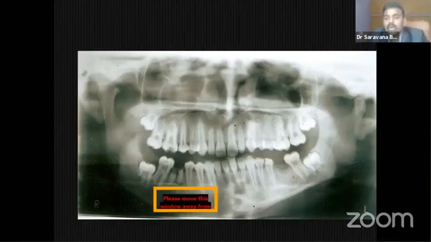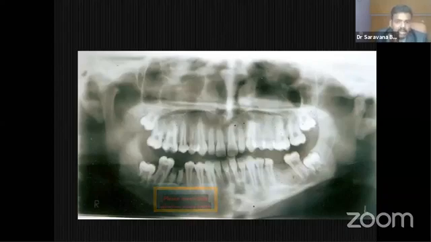Okay, so if you look at the OPG properly, you can make out condylar hyperplasia. Again, it is a developmental disease. Developmental disease means you cannot go for surgical treatment during the developmental period. You have to wait till maturation. Okay, so this is the case of condylar hyperplasia.